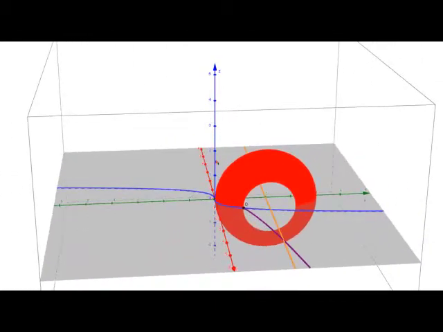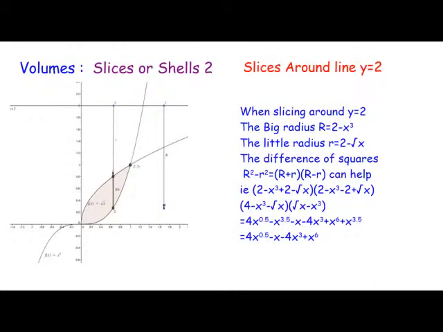Let's see here. GeoGebra 5. It's quite powerful. Okay, well, slicing around y equals 2 will generate this big bowl shape. You can see here we're going to need to get the big R and the little r, and sometimes the difference of two squares can help us with the algebra. Okay, let's see what happens.